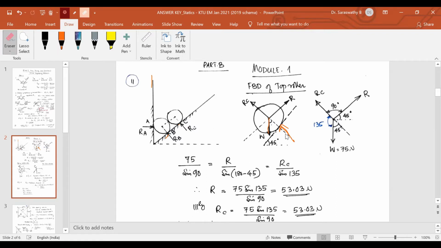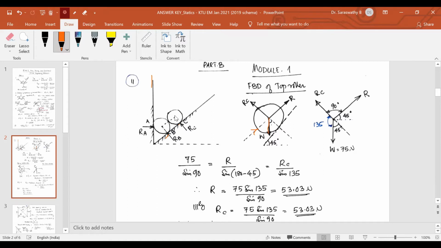So the normal reaction between the surface and the ball, this is RC. Then the lower ball exerts a contact reaction on this top ball. This acts from the lower ball to this ball, in this direction. This is the direction of that force. Along this direction the force will act. Similarly, here also I have extended it from the center to the other side.